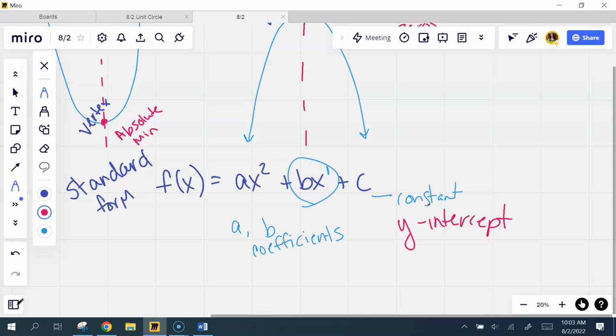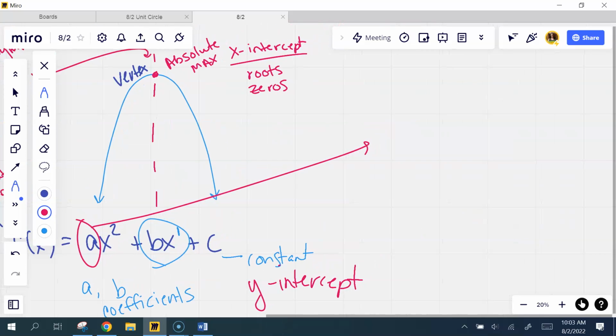The other value that gives us tons of information is the A that is in front. And so I'm going to come off to the side, and I'm going to talk about this A for just a minute because it does a lot of things. The first thing it does, and if you're good with your function transformations, you will know this. We're not going to factor yet, but we will get to factoring.